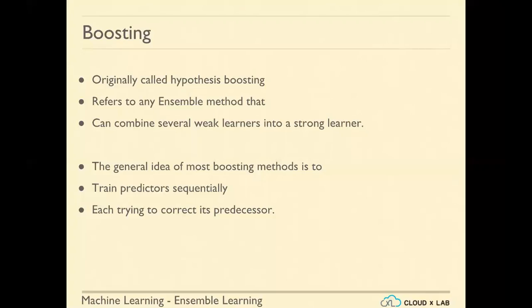Further, there is an idea called boosting in ensembles. Originally it was called hypothesis boosting. It refers to any ensemble method that can combine several weak learners into a strong learner. Boosting is about combining sequentially, while bagging was about parallel. So far we have created an ensemble by ensembling algorithms in parallel, but boosting is about doing it sequentially.